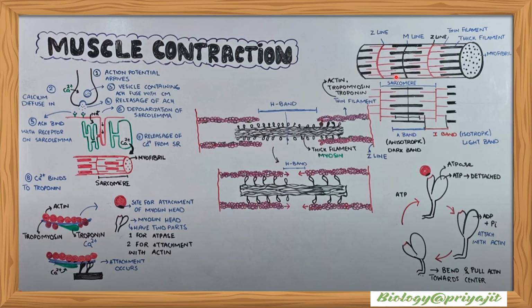So these regions are the A band, or anisotropic band, and the thin filament region is the isotropic band, or light band. This is the sarcomere. The region between two successive Z lines is the sarcomere, and in the sarcomere there is the A band. The A band is made up of thick filaments, and in the middle of the thick filament there is the M line. The A band is the dark band and the I band is the light band.